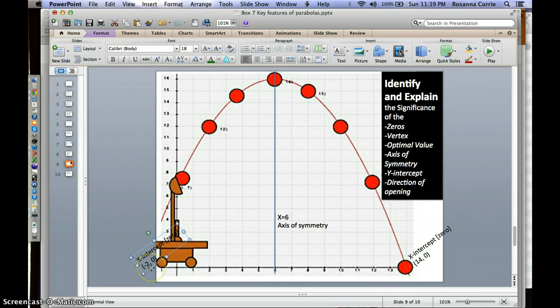I'll just bold that so we can see it a little bit better. There we go. So that other x-intercept would be at -2.